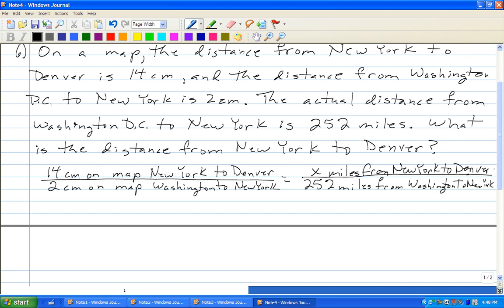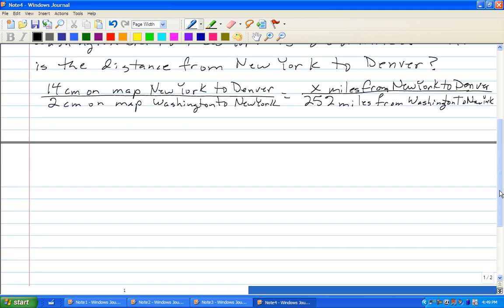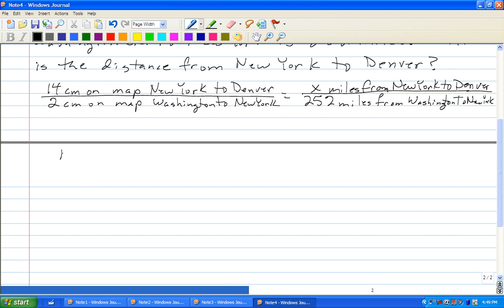So notice I have distance on map over distance on map, and actual miles over actual miles. I have New York to Denver, New York to Denver, Washington, New York, Washington, New York. And so notice that everything matches up. So since everything matches up, I'm good. Let me write this without all of the units.